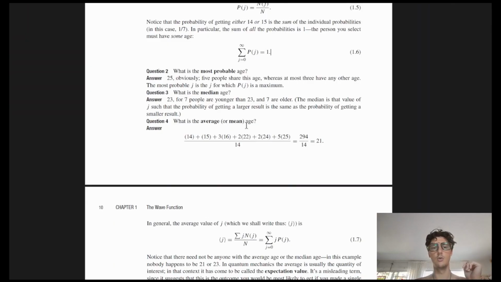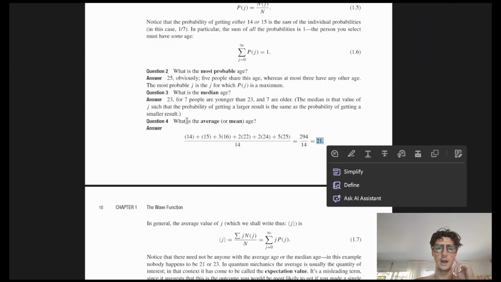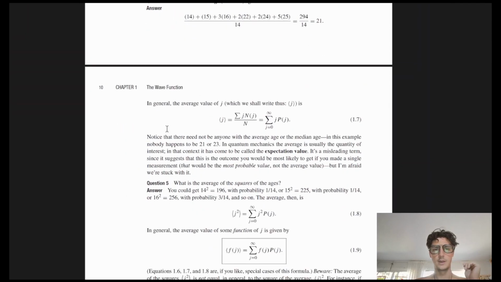What is the average or mean age? Answer. You add all of the people of a specific age. So we have one person of 14, one person of 15, 3 people at 16, 2 people at 22, 2 people age 24, and 5 people age 25. All of these we get at the numerator and we divide by the total number of people, and we get 21 being the average age in that room.